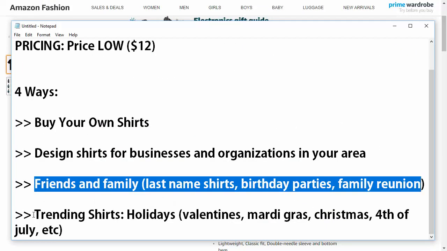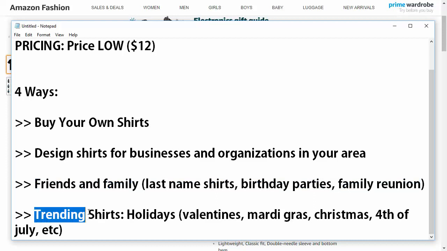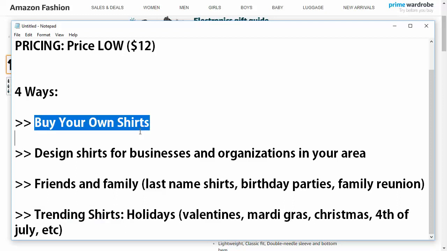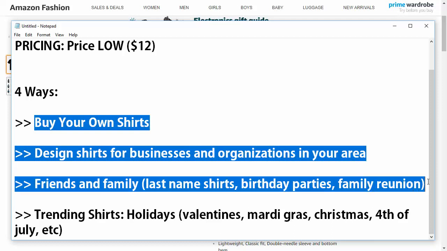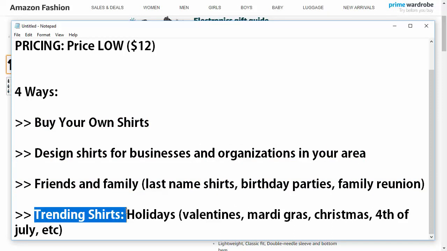And then the last way that I suggest is actually using trending shirts. Now the trending shirts thing is only if you're not going to do these other three ways. If you're not going to buy your own, if you're not going to design for organizations or businesses or friends or families, you're going to have to do trending shirts. All right, you're going to have to upload. Your first 10 uploads have to be trending. I go over in the training in different sections, in different videos, a lot more about how to find trending ideas and trending shirts. But the easiest way is just to do holidays.